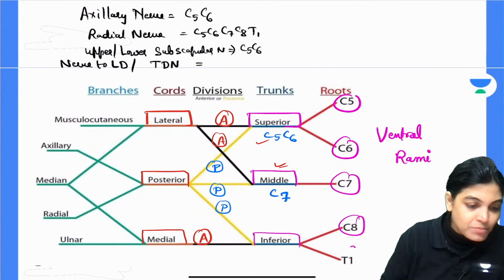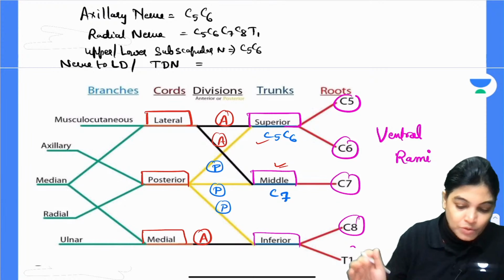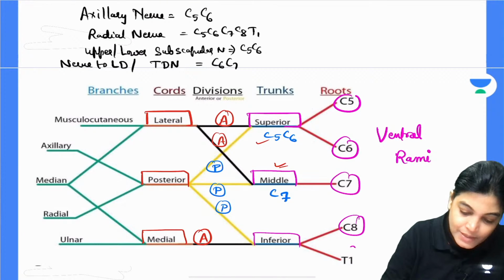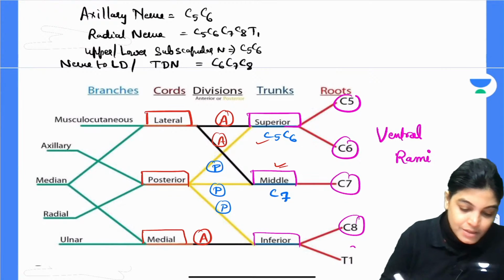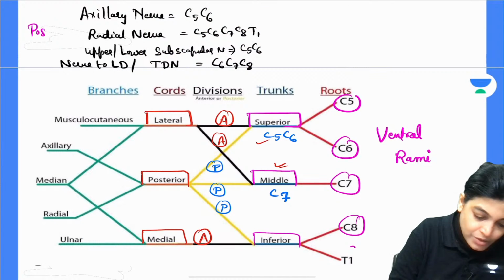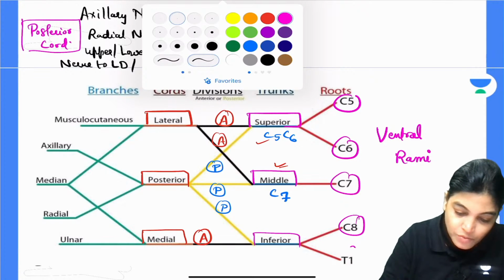Okay, Padaya Bazu, I will just come to that MCQ. Actually, Mohit has asked me one doubt. C6, C7 and C8. Got it? So, these are all the branches of which chord I have written? All the branches of posterior chord. Now, let's move on to all the branches of medial and lateral chord.